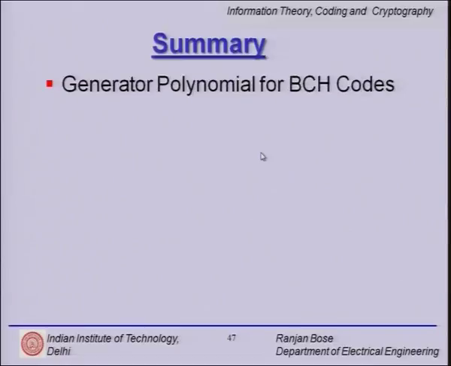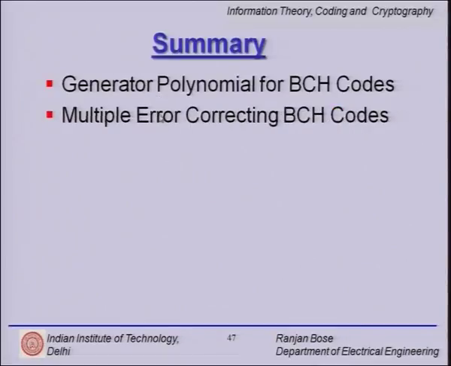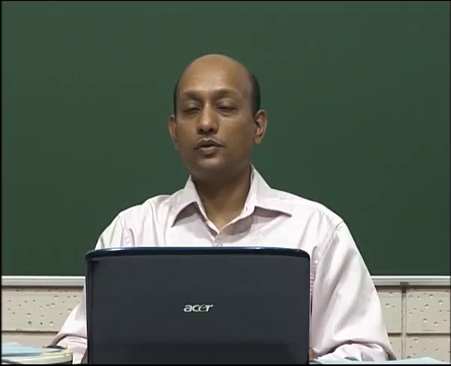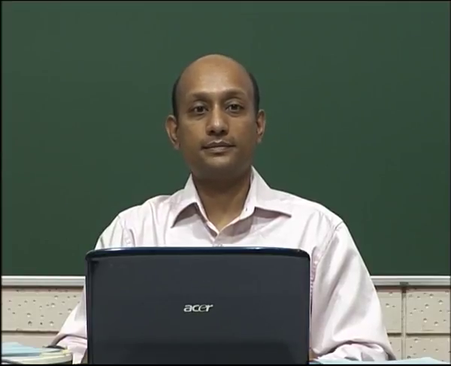So, now we come to the end of today's talk. Let us summarize what we have done. We have looked at the generator polynomial for BCH codes, and then we looked at how BCH codes can be used to correct multiple errors. And finally, we looked at some examples and figured out the Berlekamp-Massey-Forney algorithm for decoding of BCH codes efficiently. With that, we come to the end of this module.